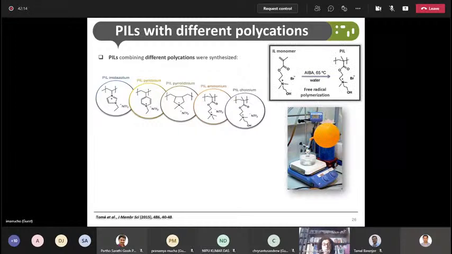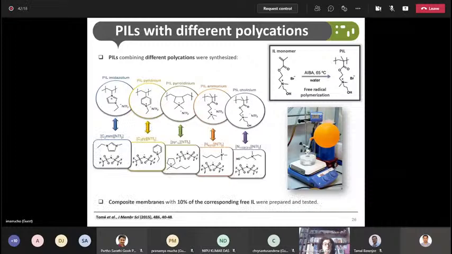We did it by free radical polymerization, and then in the end, we doped our polymers all with the corresponding ionic liquid. 10% of the ionic liquid inside of the polymer. Here we wanted to see more the polymer backbone and not the ionic liquid. This was just to make the membrane not so brittle.